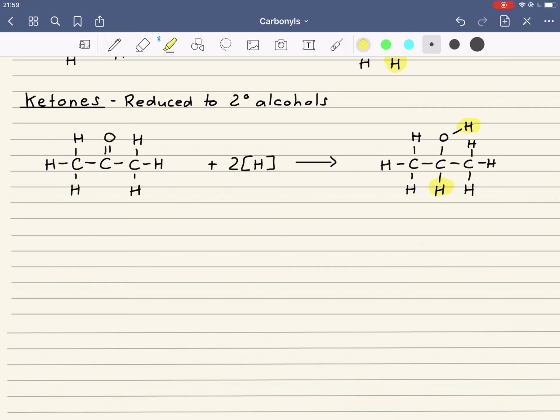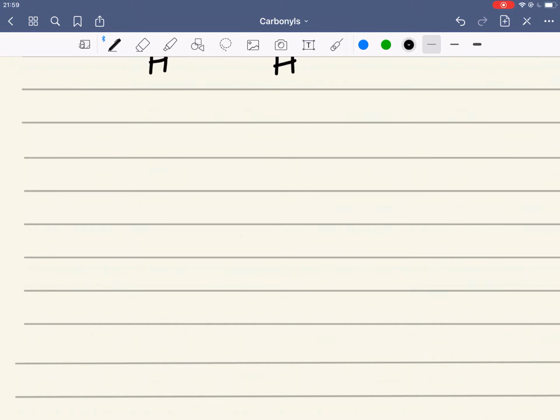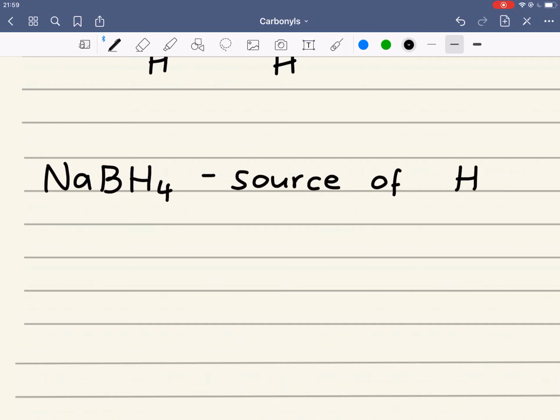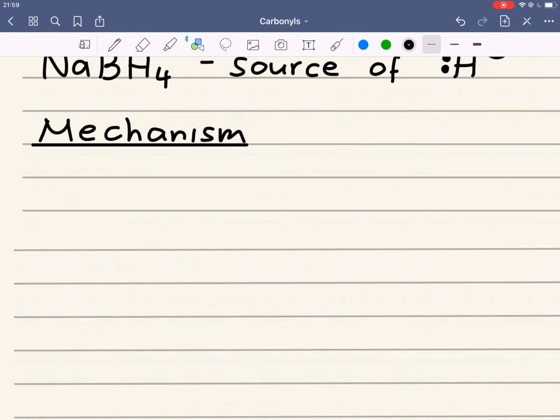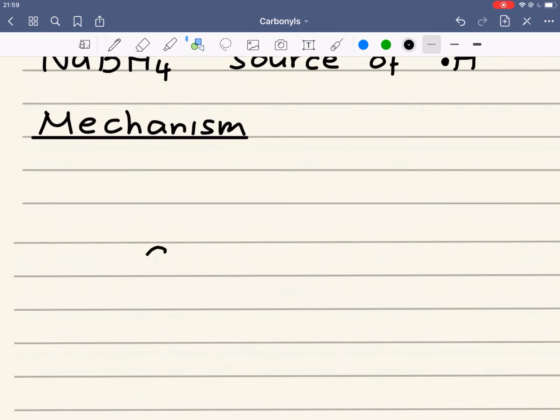Now, we need to know the mechanism for this reaction. Now, NaBH₄, this sodium tetrahydroborate, is a source of hydride ions, H- ion. Now, the mechanism of this reaction is as follows. And this mechanism is the same whether I'm using an aldehyde or a ketone. I'm going to use ethanal as my example.